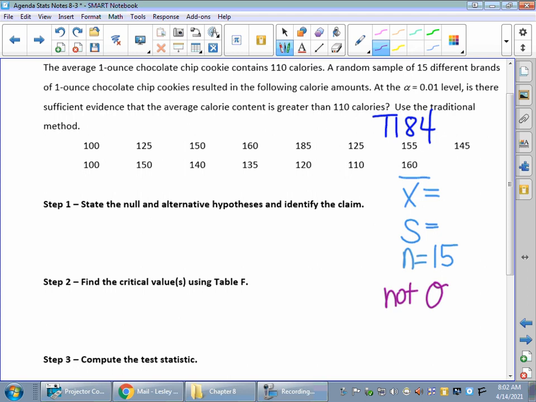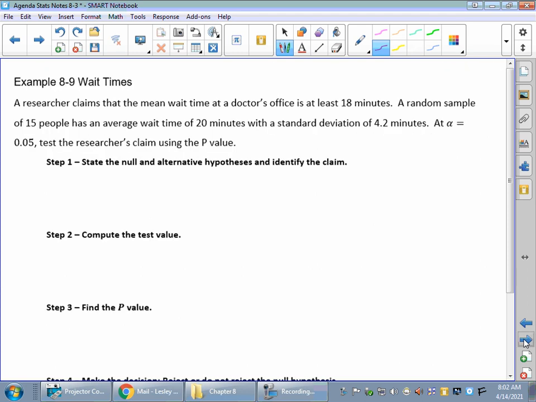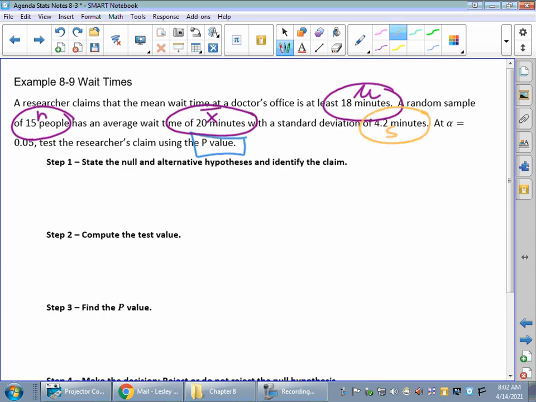Okay, I know that I'm droning on and on, but I feel like we need to do a p-value test so that you can see what's going on. So a researcher claims that the mean wait time at a doctor's office is at least 18 minutes. Well, right here is my mu, right? A random sample of 15 people has an average wait time of 20 minutes with a standard deviation of 4.2 minutes. At alpha equals 0.05, test the researcher's claim using the p-value.